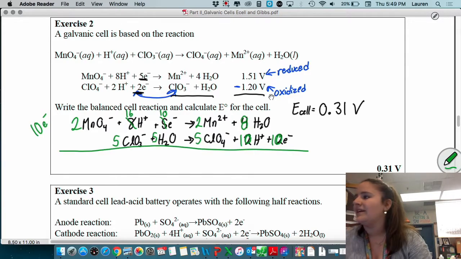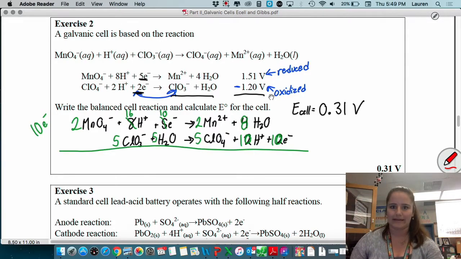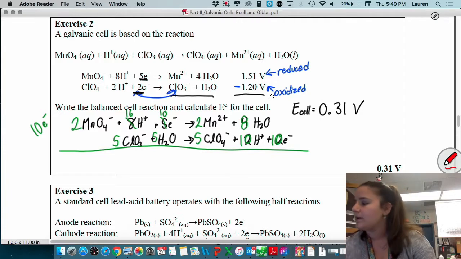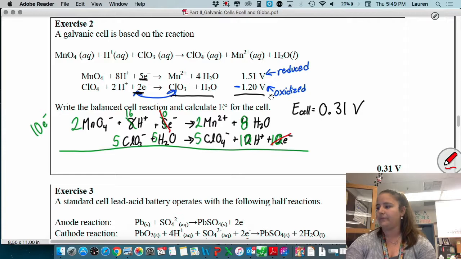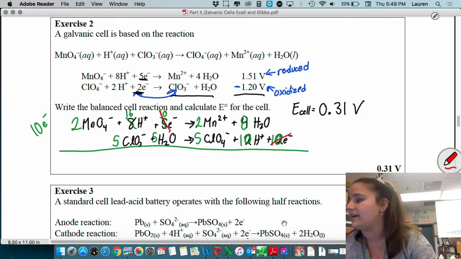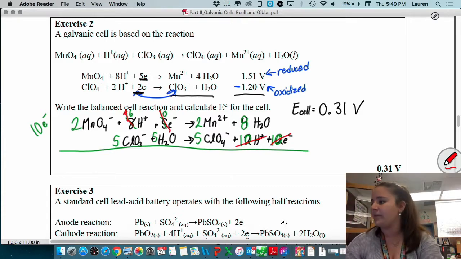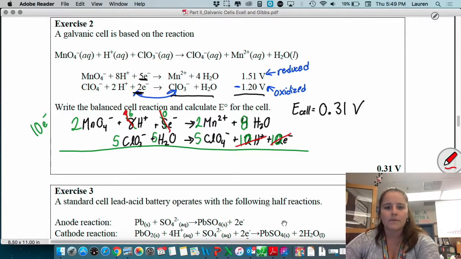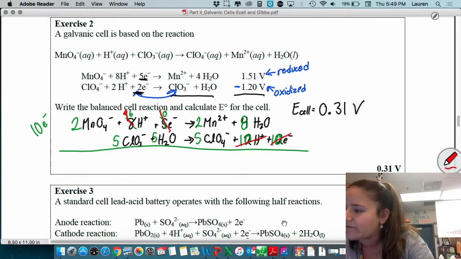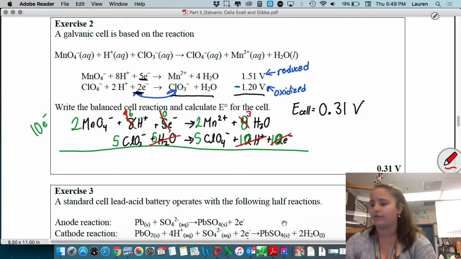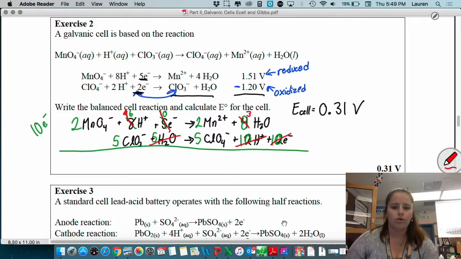Okie dokie. Now let's clean this up a bit because it's a bit of a mess. So 10 electrons and 10 electrons cancel out. I have 10 H pluses right here and 16 H pluses right there, so I can cancel out 10 of them and make it so this is just 6 now. And then I have 8 waters and 5 waters, so these 5 all cancel out, and this becomes a 3. Whew, is that all I can do?